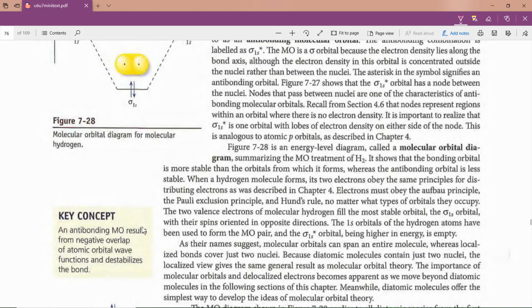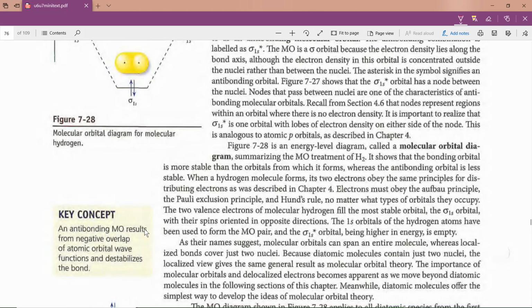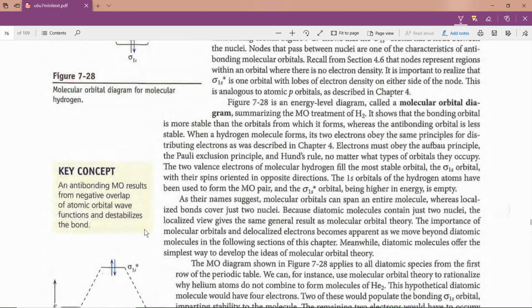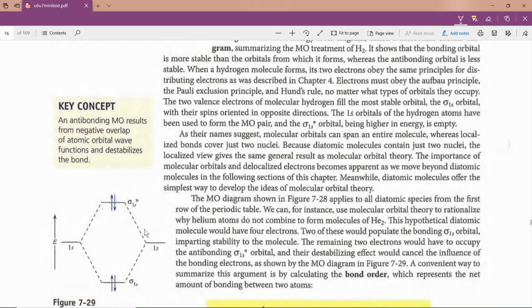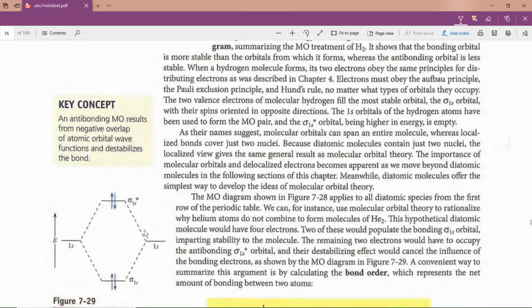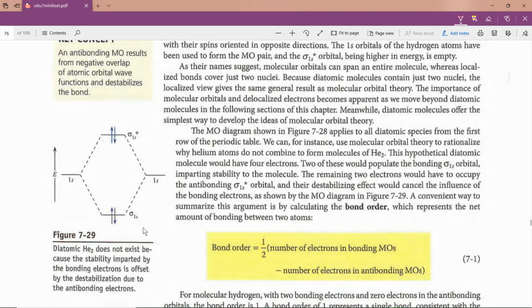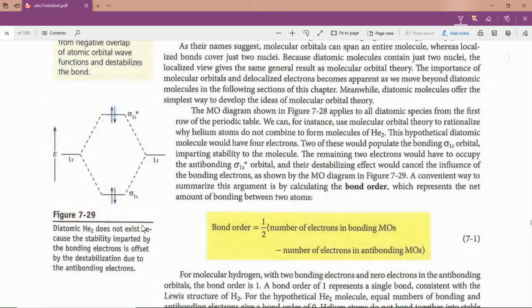Okay, so I drew a molecular orbital diagram. The Aufbau principle, the Pauli exclusion principle, Hund's rule, they have to apply no matter what types of orbitals they occupy. We'll see that in a second. There isn't anything in the sigma star 1s, therefore you don't put any arrows in there. Now, if I wanted to go to helium, well, helium would be 2 electrons. If I have helium molecule, He2, that would be 4 electrons. So I put 2 in the sigma 1s and 2 in the sigma 1s star.